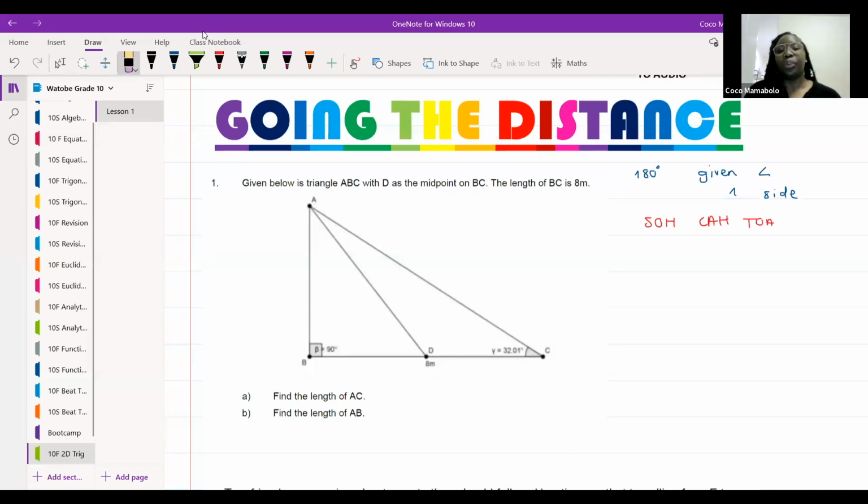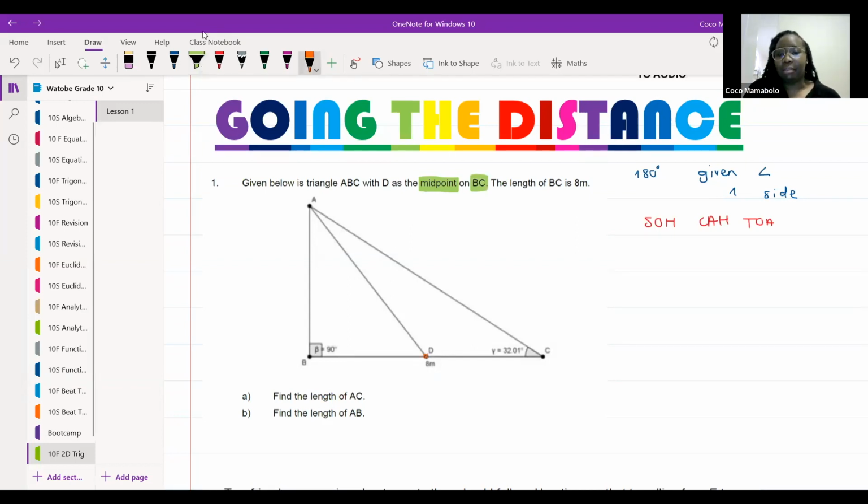Okay, it says here, we are given below is a triangle ABC with D as a midpoint. Beautiful. D as the midpoint on BC. What does this tell me about either of these? How are we going to figure out, does this help me in any way? If I know that D is the midpoint of BC, Mawanda, you're thinking correctly, just the opposite way of how I want you to be thinking about it.